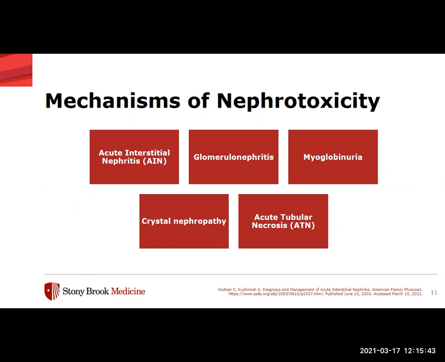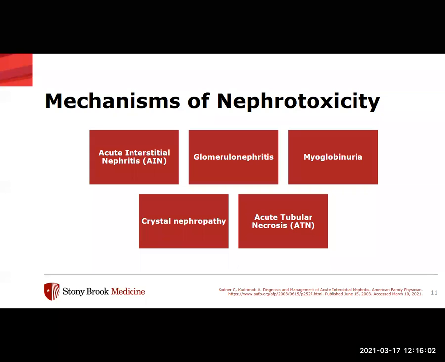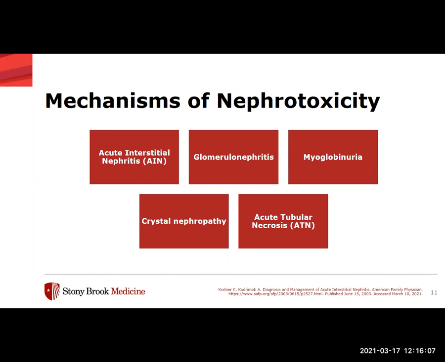So from practice and from the study that we just reviewed, we know that nephrotoxicity can be common among the antimicrobials. However, with nephrotoxicity comes its various mechanisms that have been observed over the years. And these include acute interstitial nephritis, glomerulonephritis, myoglobinuria, which can result from rhabdomyolysis, crystal nephropathy, and acute tubular necrosis. And during today's presentation, we will focus more on acute interstitial nephritis, crystal nephropathy, and acute tubular necrosis, as these mechanisms have most frequently been implicated in antimicrobial-induced nephrotoxicity.